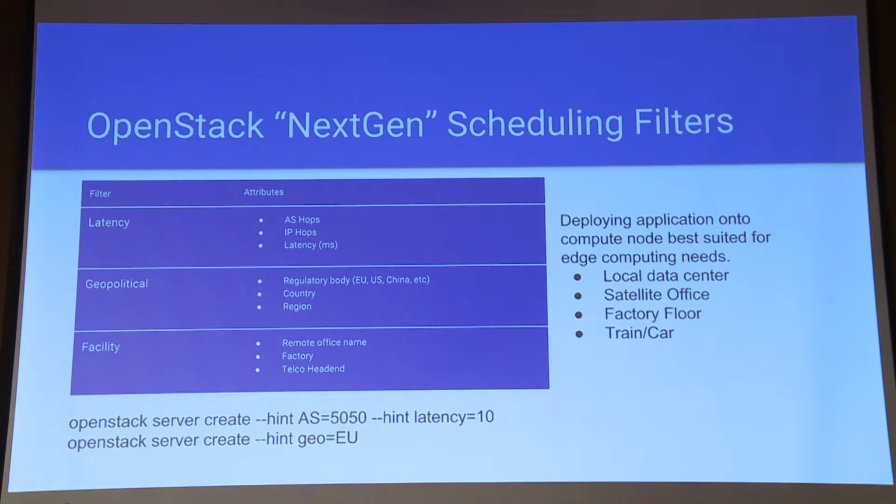Or facility. Hey, I need this compute power to be on this factory floor, or I need it to be in this remote office, in the case of Verizon, and it would go through and roll it out there. So these are the types of filters that need to be built. We need to think through how this is going to be done and get it put together and installed.